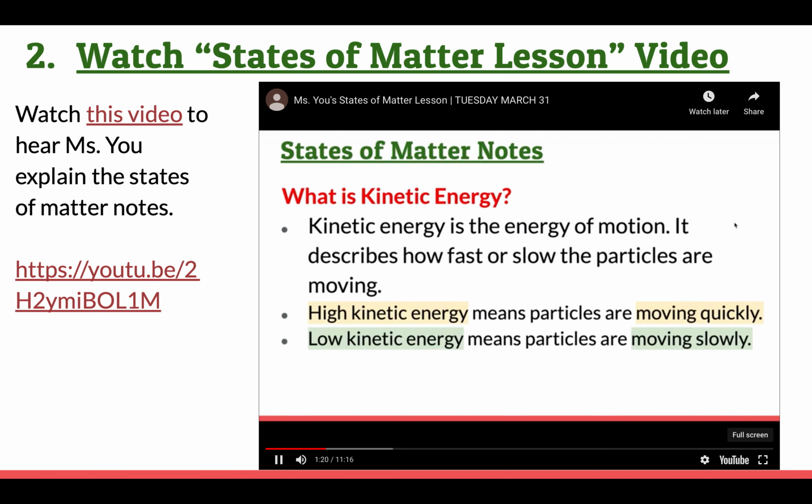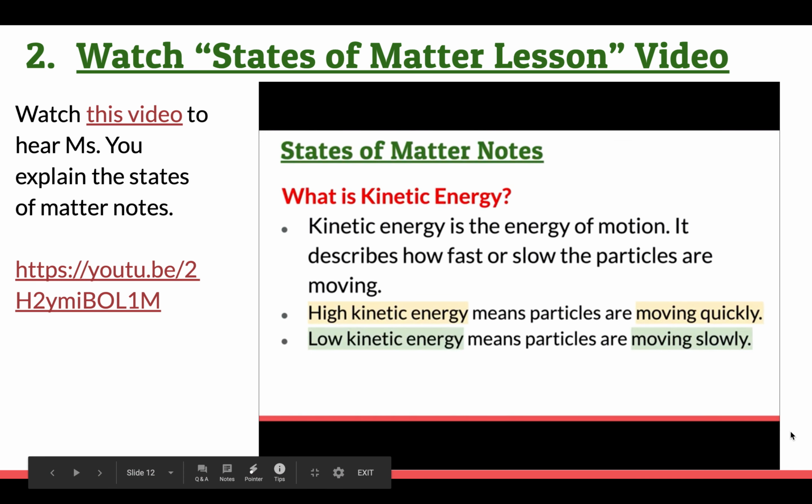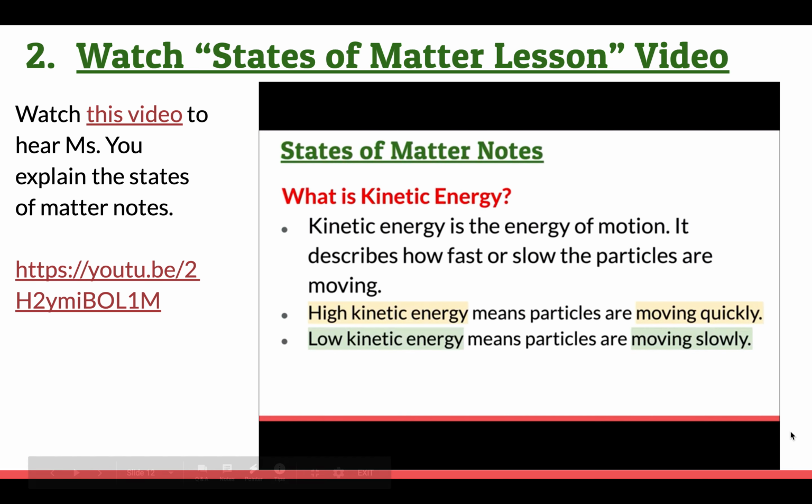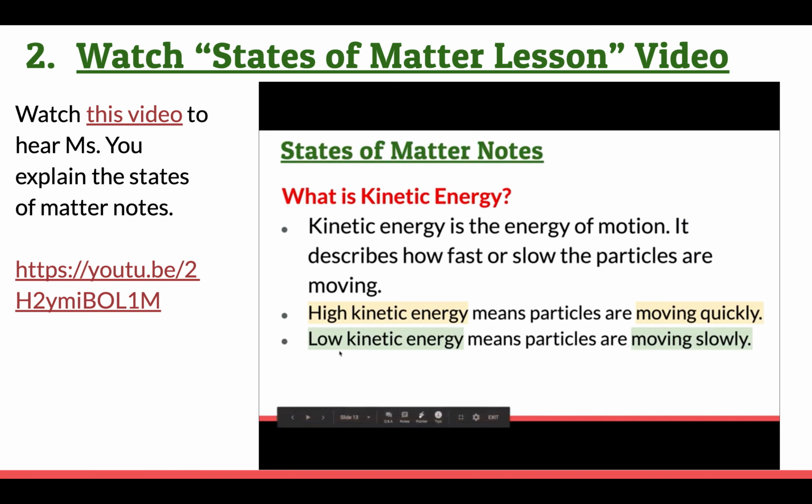Now, reviewing what we learned about kinetic energy is the energy of motion. It describes how fast or slow the particles are moving. So remember, all things are made up of particles or matter, and these particles are always moving around. Sometimes if the particles are moving quickly, that means they have a high kinetic energy. And if particles are moving slowly, that means they have a low kinetic energy.